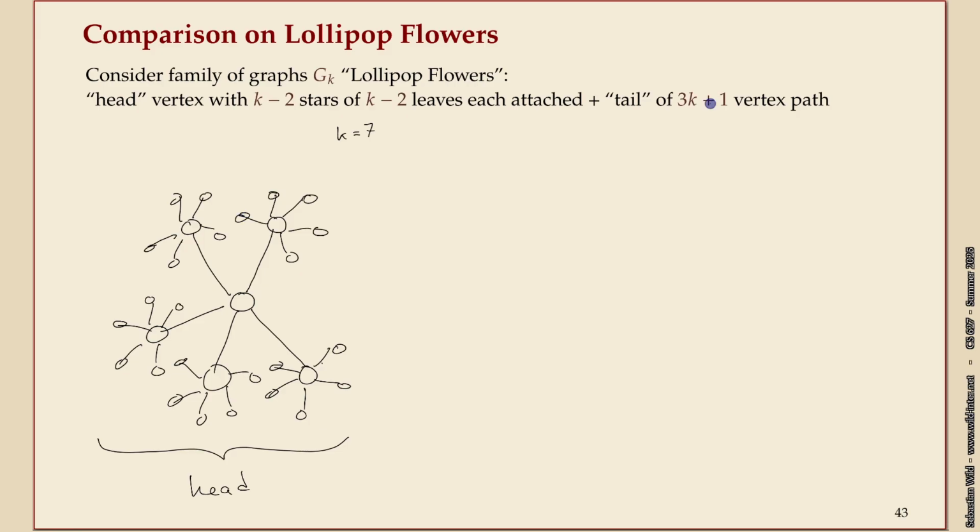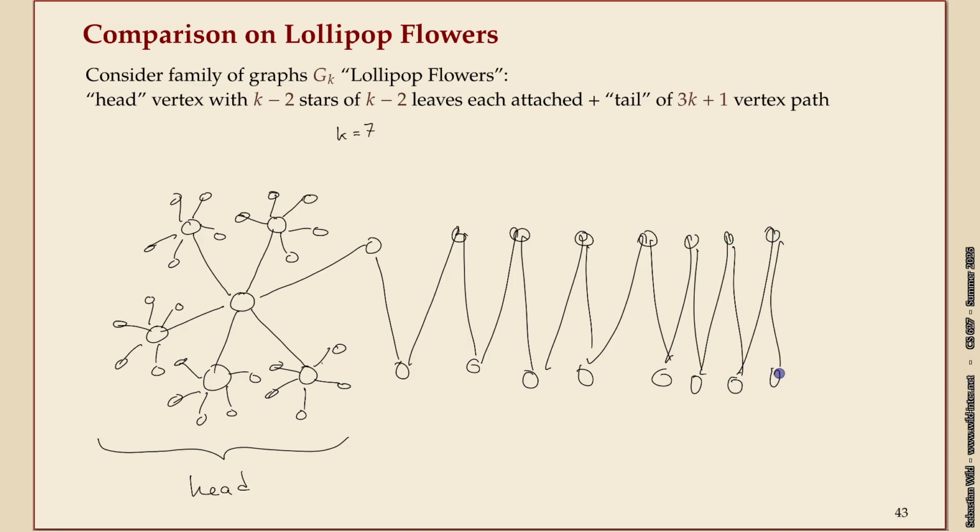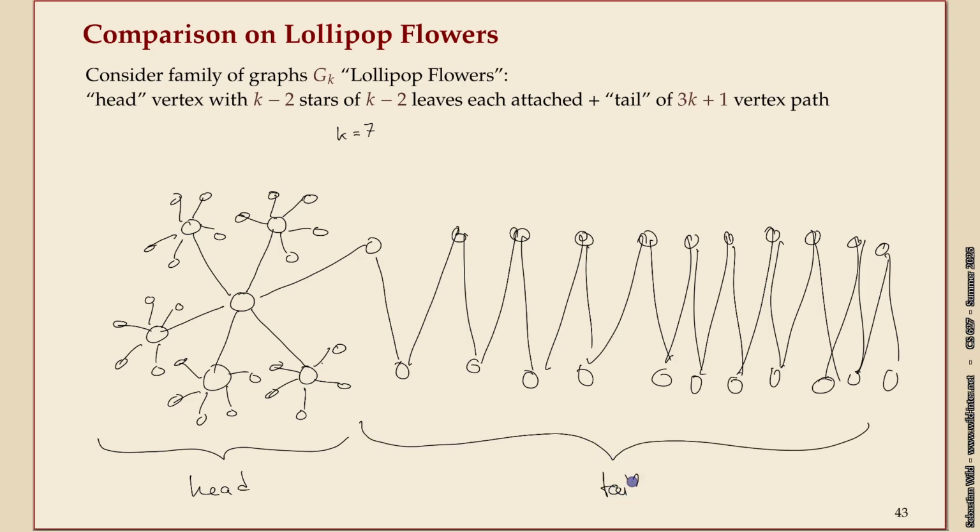And then we attach a tail of 3k plus 1 vertices, so 22. Oh my god, what did I sign up for here? So 1, 2, 3, ... 20, 21, 22. Okay, got it. This is the tail. Okay, imagine what the graph looks like. Now I'm asking the question, can I find a vertex cover with k vertices?